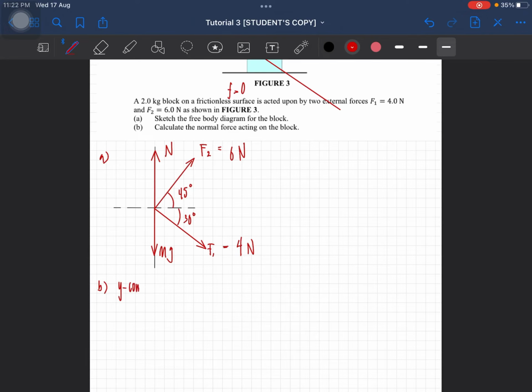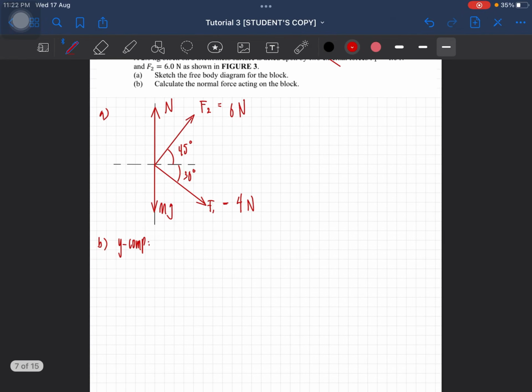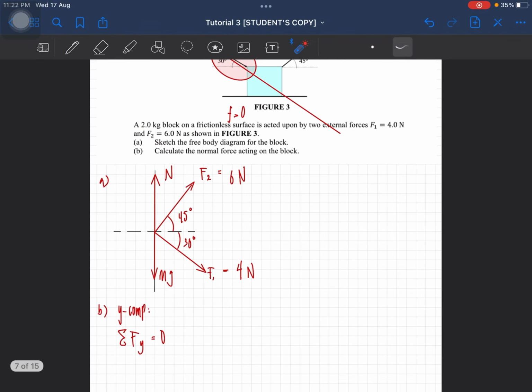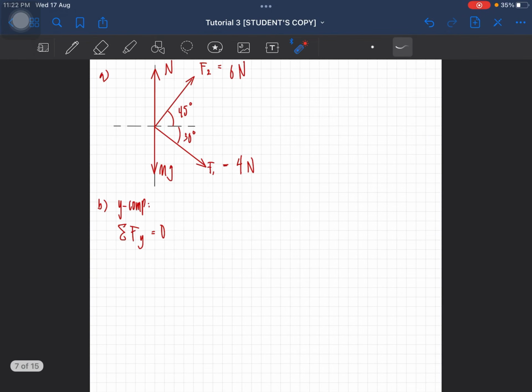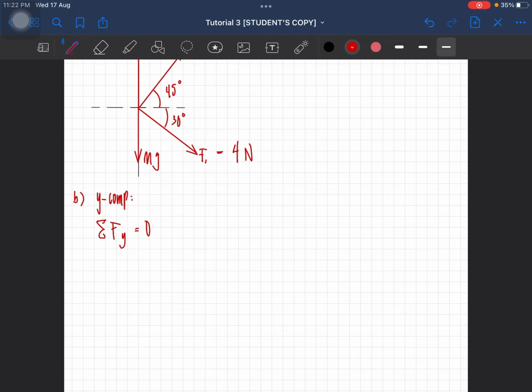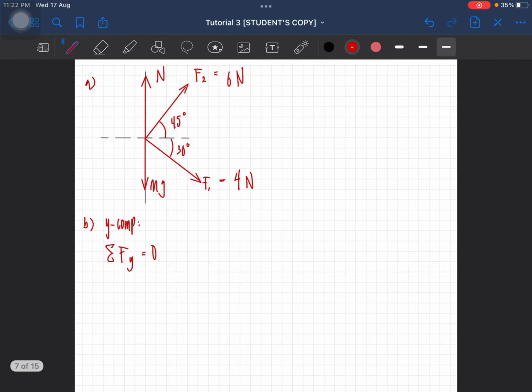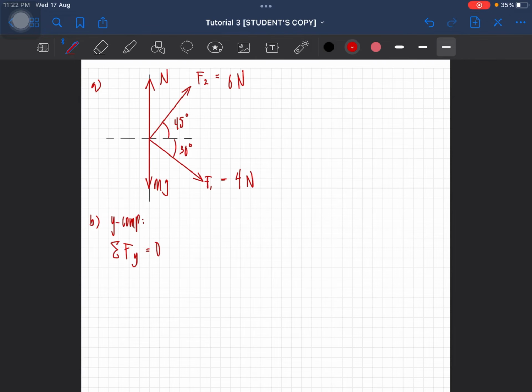Okay, so Y component. What is happening at Y component? Total force at Y component is equal to 0 because the box is not moving. Okay, so it is staying there. Unless it's stated, unless the question says it has acceleration or it is moving. Or if it says uniform velocity, acceleration is still equal to 0.